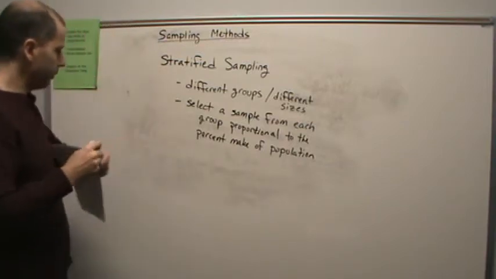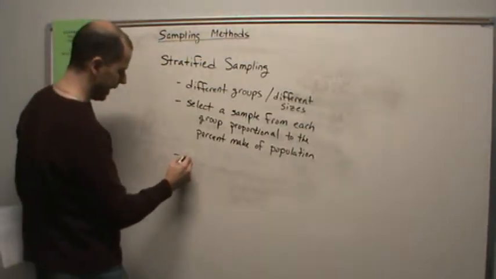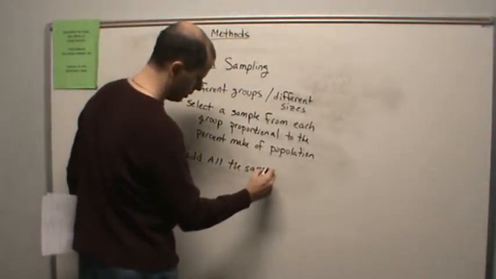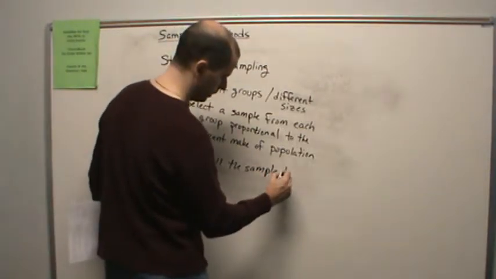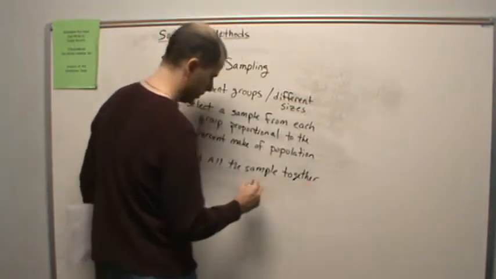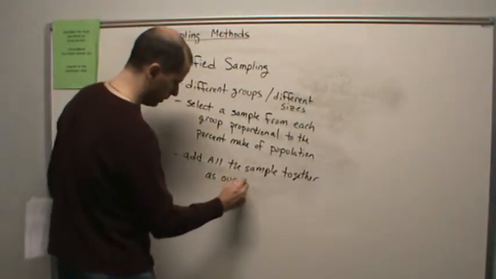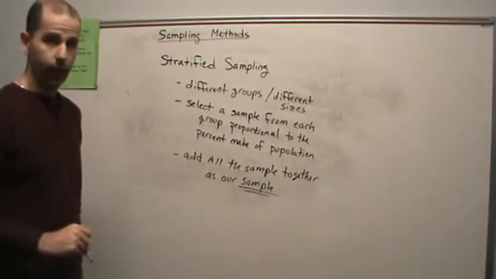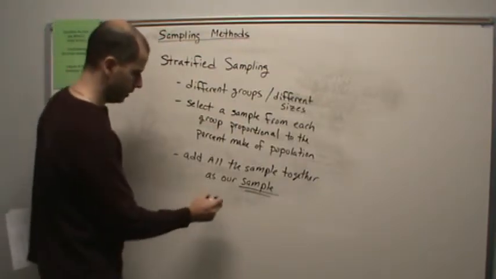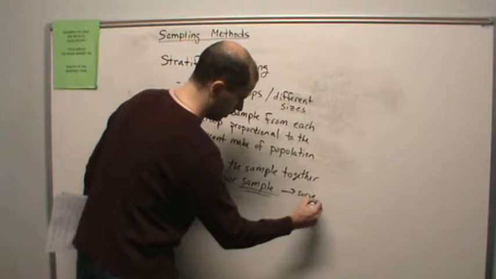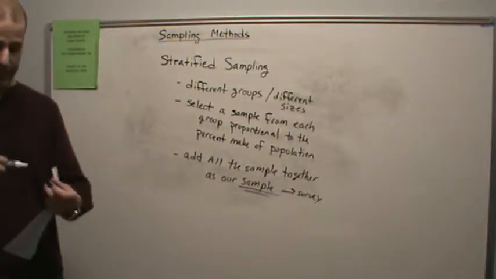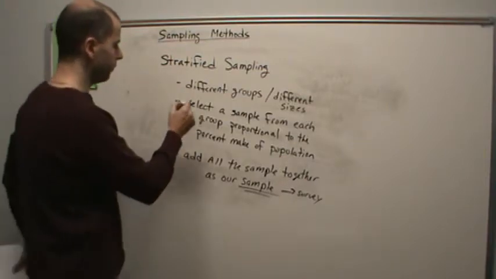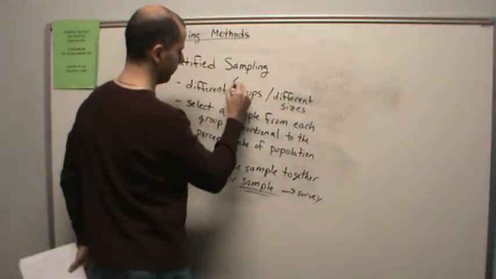So now the last part is we're going to add all the samples together as our final sample. Then we're going to survey the individuals in that sample. And that's the stratified sampling method. So the idea is we have different groups. This is what we call the strata.